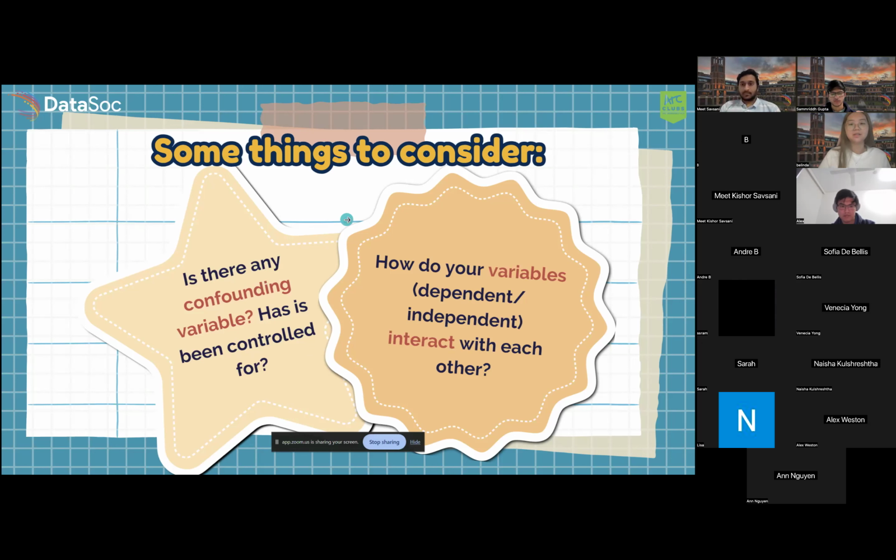And then the second one is, how do your dependent and independent variables interact with each other? Does it make sense? Like for example, if we test the effect of listening to Taylor Swift songs on plant growth, it doesn't make sense. They don't interact well with each other.